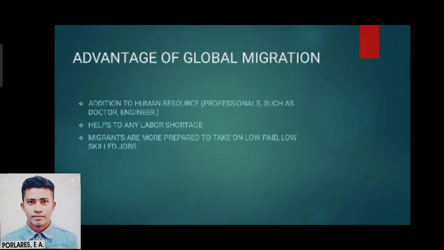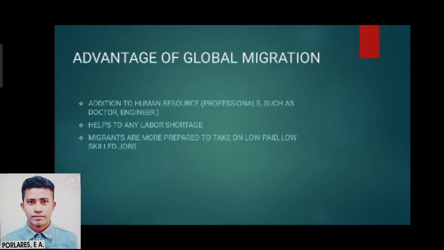Next is that it helps with any labor shortage. It will lessen the shortage of a certain country because there are a lot of people who will migrate. The next one is that migrants are more prepared to take on low or high paid low skilled jobs. As migrants, they are willing to take all the risk, even if it is a high or low salary, because the benefits of the other country are better than the country they are staying in.